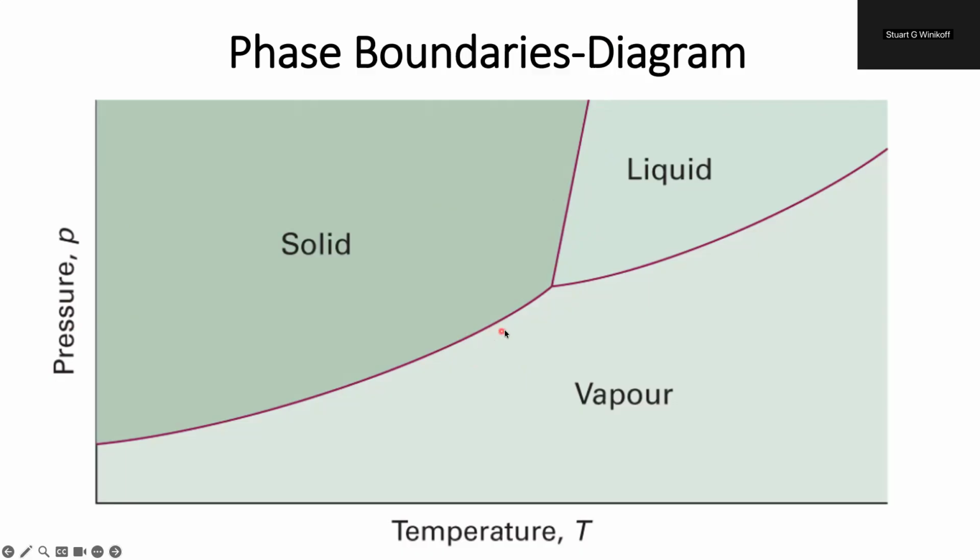Now, the important point is that if you have a single point of reference, you can use these equations to build up the boundary between solid-liquid, solid-vapor, and liquid-vapor, as long as you have the enthalpies of transition and a reference point. And this is why we love the triple point, because using the triple point and those enthalpies, you can build up your entire phase diagram.